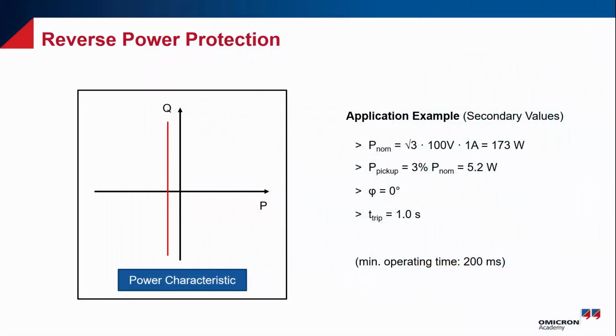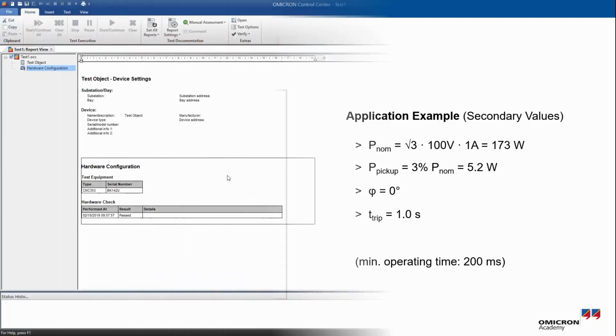In our example, we test the reverse power generator protection function. The nominal power is 173 watt and the pickup value is 3% of the nominal value, which is 5.2 watt. The angle phi of the power characteristic is set to 0 degree and the trip time is 1 second.